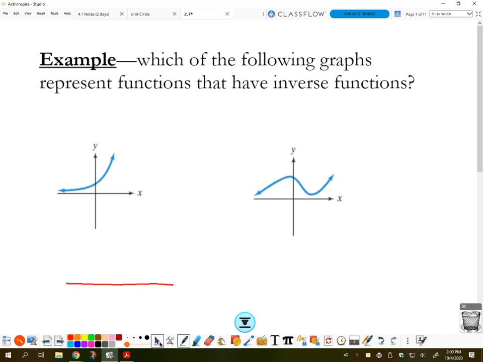So if I take a horizontal line and run it across my picture, it's only going to cross once. So this one has an inverse that is a function. Alright, if I take my line and test this one, then its inverse is not a function.